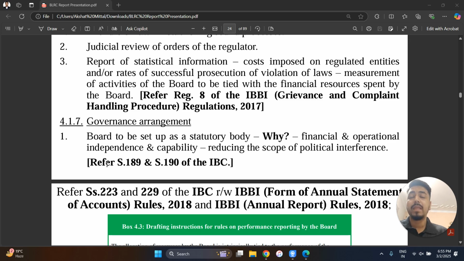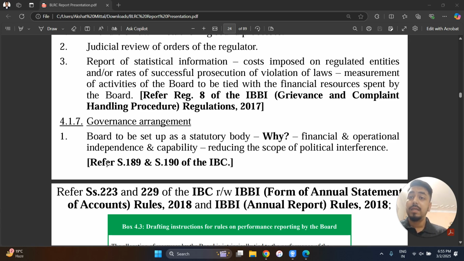of this board? So what this committee has proposed is that to be free from all the corrupt practices, this IBBI should be set up as an independent statutory body, and it should have its separate rules, code of ethics, and it should create a separate framework for its working so as to be free from all the political interferences.